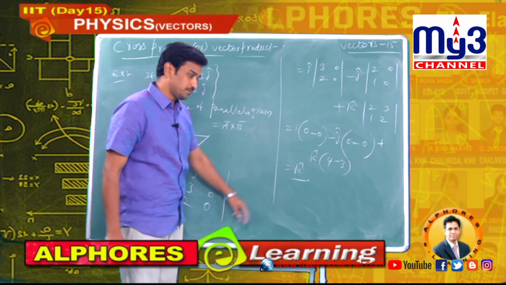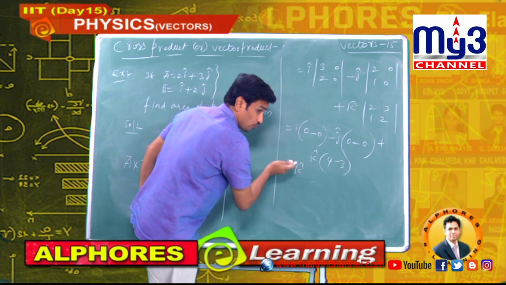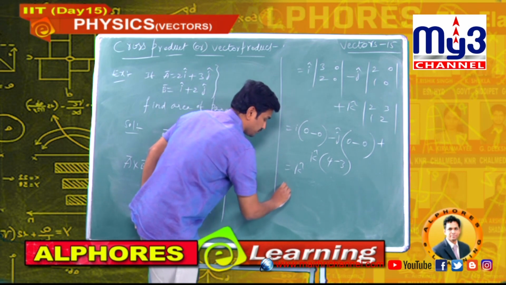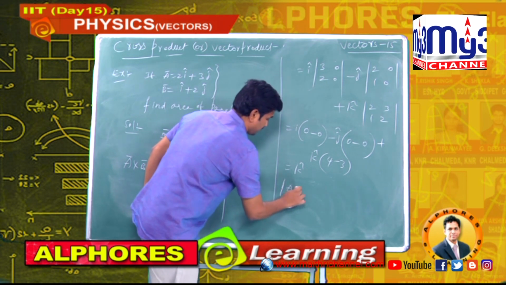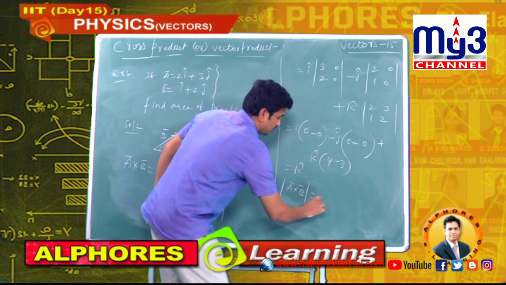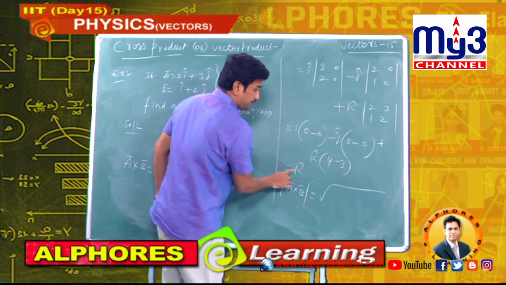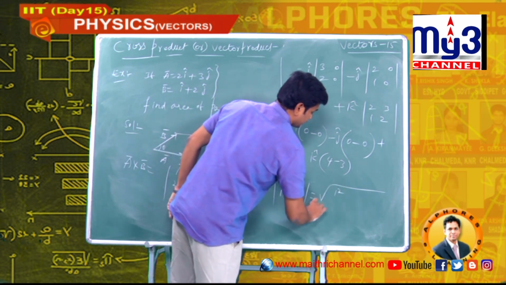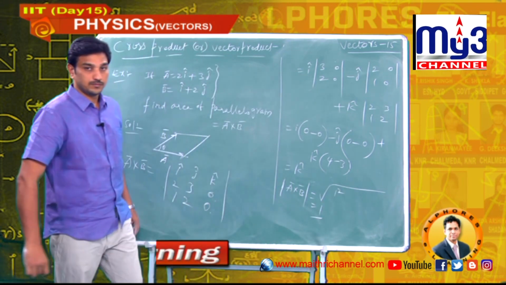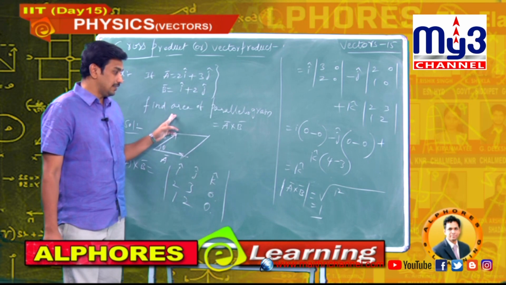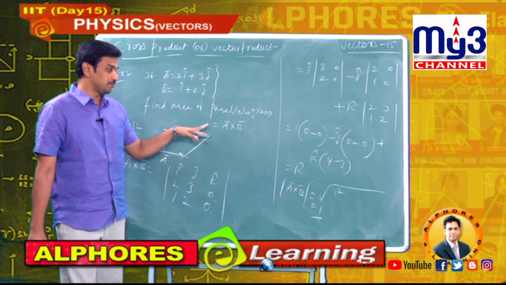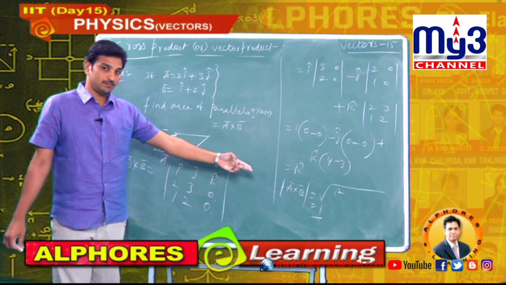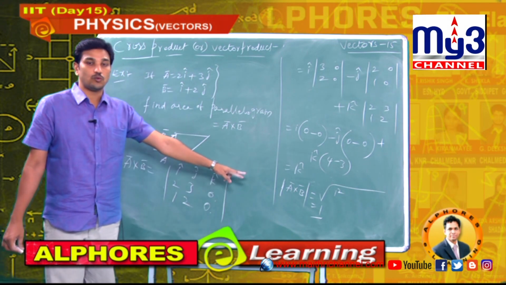What is the magnitude? Magnitude of area of parallelogram is under root I cap coefficient whole square plus j cap coefficient whole square plus k cap coefficient whole square. Answer 1 unit. Now here area of parallelogram is acting like unit vector because magnitude is 1.